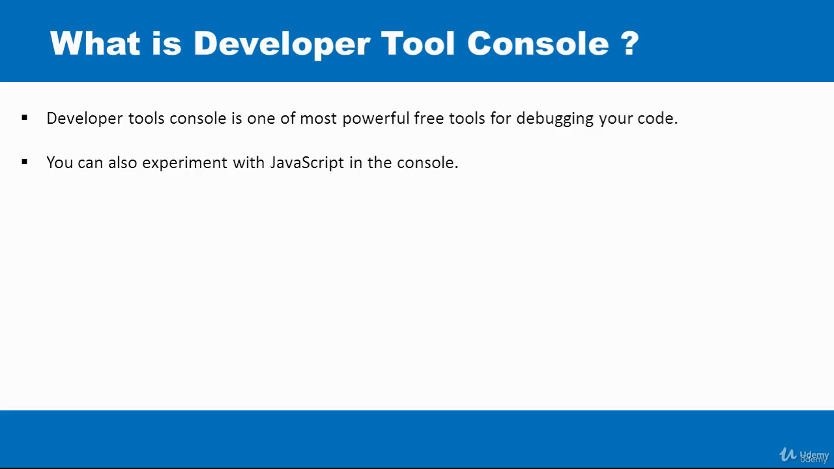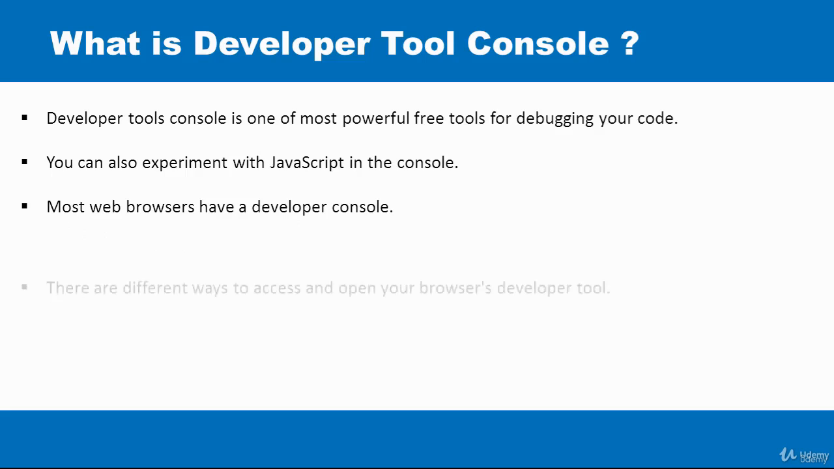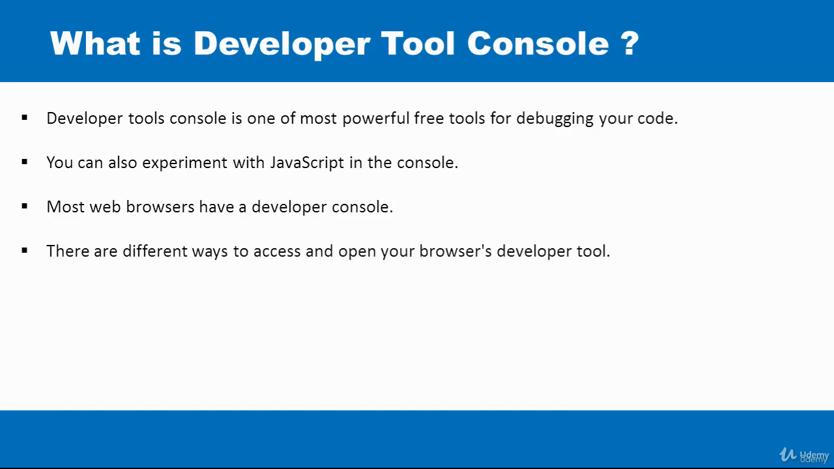Almost, if not all, web browsers have a developer tool console, and there are different ways you can access it. The most common way is to right click on a web page. If you're on a web page currently, just right click on it and it will give you a context menu. Just select inspect element and that will give you access to the developer tool console.